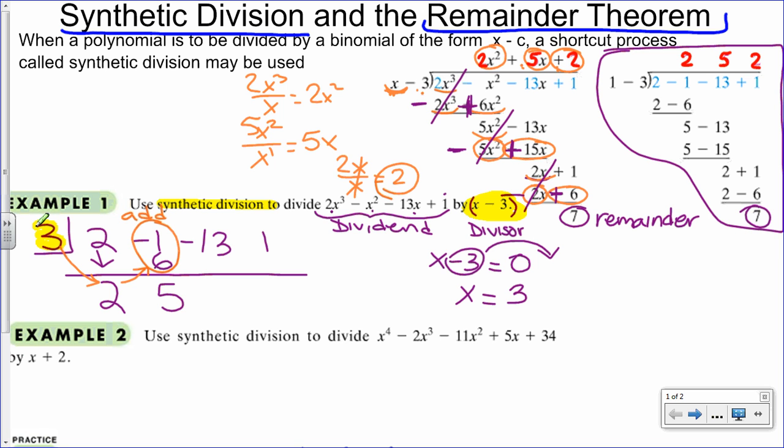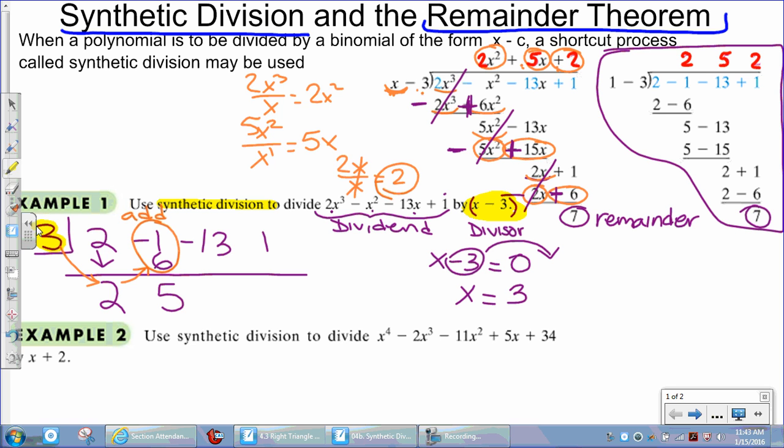And so with us doing that, that takes care of the subtraction process. So we don't need to subtract anymore. There's no need for us to change the signs because we already have this number here, which is the opposite of the constant in the divisor. All right? That's why we only add. All we do is multiply, add, multiply, add, multiply, add. So let's try it again.